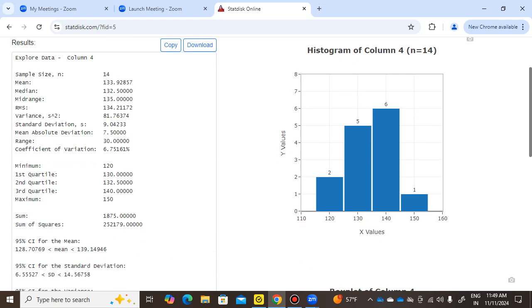Our mean is actually not 132 or whatever we had, but is 133. I would say 93. A median that didn't get changed at all, 132.5. Our mid-range got changed to 135. And our mode is still going to be 130.